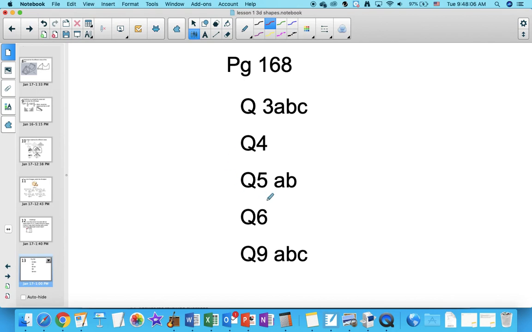Afterwards, you can try these practice questions, which will help you understand spatial awareness and understand how shapes look differently depending on how you look at them.